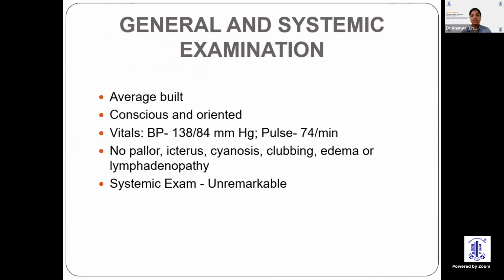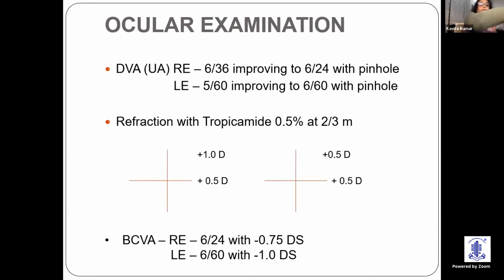General and systemic examination was essentially within normal limit. Ocular examination, distant visual acuity unaided in the right eye was 6/36, improving to 6/24 with pinhole. Refraction with tropicamide 0.5% at 2/3 meter distance showed plus 0.5 diopter in the horizontal axis and plus 1 diopter in the vertical axis. Best corrected visual acuity in the right eye was 6/24 with minus 0.75 diopter sphere.